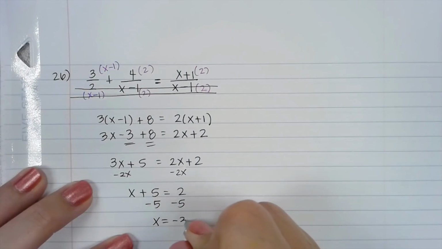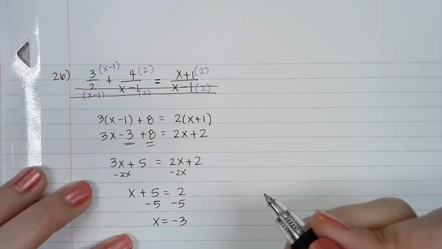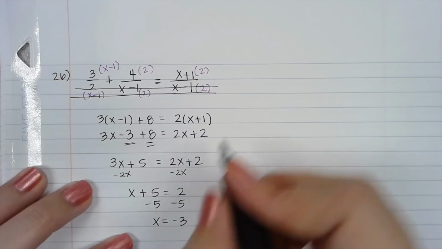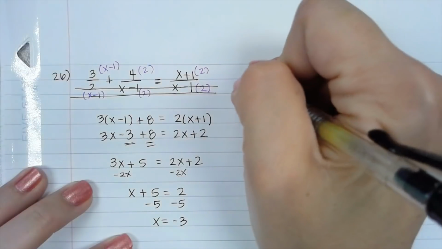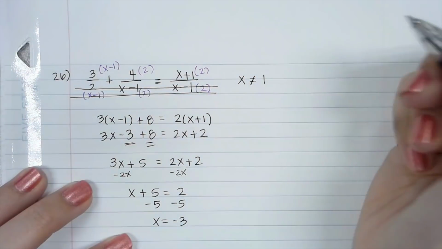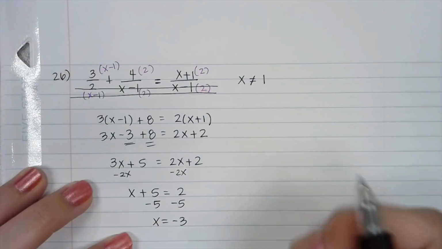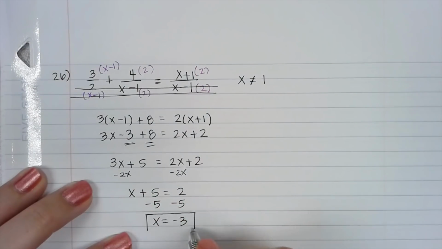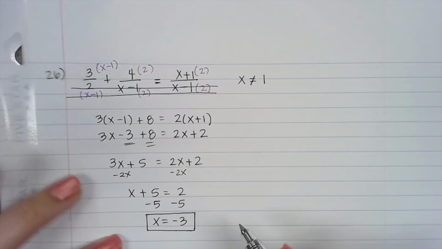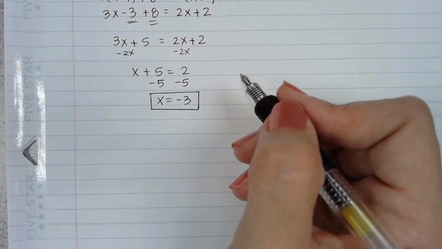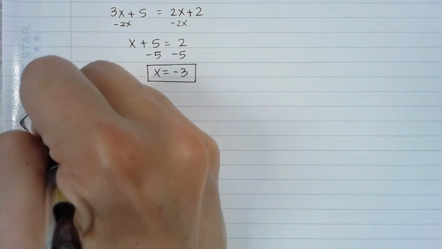And so when you arrive at an answer for this one, for question number 26, the answer is x equals negative 3. Come back up to the beginning. X equals positive 1 would have been my excluded value because that would have been the number that made the denominator initially equal to 0. And since I got x equals negative 3 as my answer, it means that that's fine, and that is the solution to the question. So x equals negative 3.